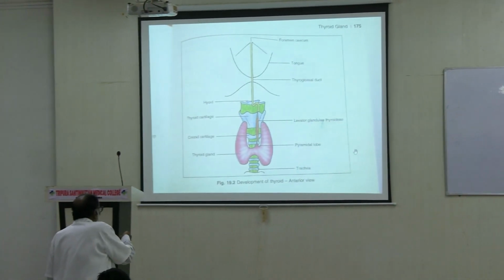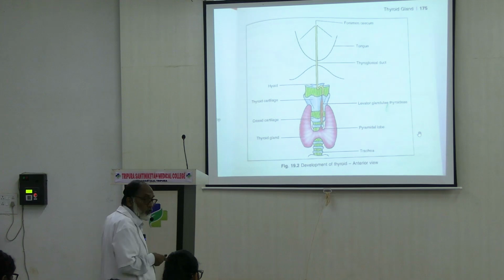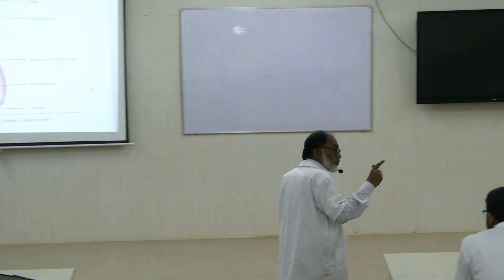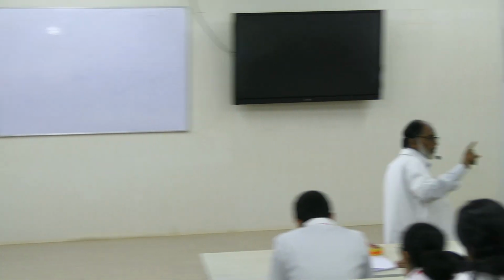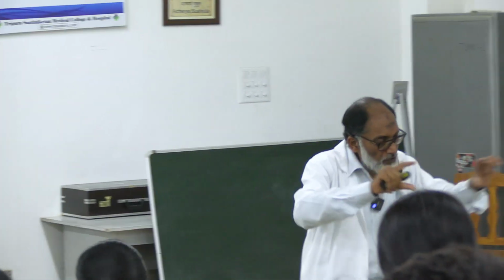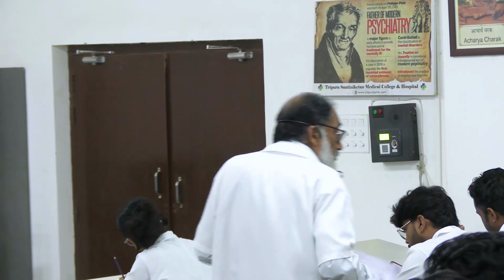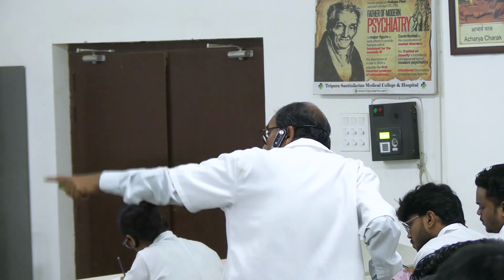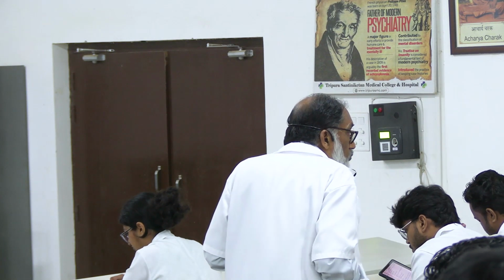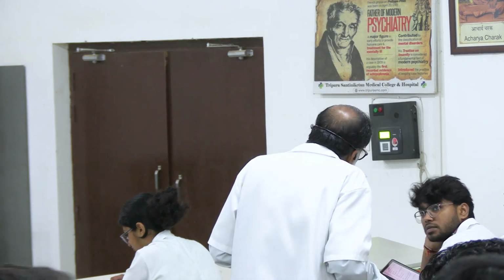Now, you see the pyramidal lobe. As you already know the parts of the thyroid gland, there are two main lobes, that is called lateral lobe. They are connected by intervening part. What is the name of that intervening part? Already discussed. This intervening part, which is connecting the two lateral lobes, what is the name? Isthmus. Very good, thank you. This middle part is isthmus.